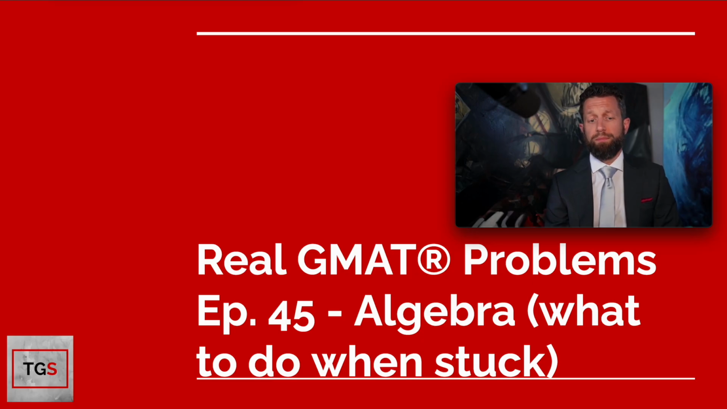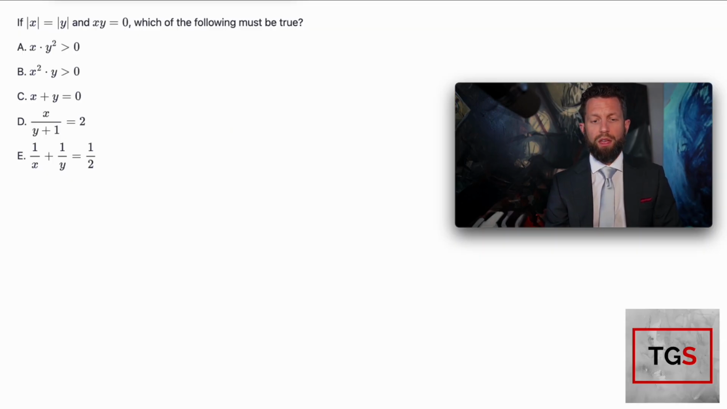This is problem number 1. The problem says if the absolute value of x is equal to the absolute value of y, and x times y is equal to 0, which of the following must be true? I'll read that again. If absolute value of x equals absolute value of y, and x times y equals 0, which of the following must be true?